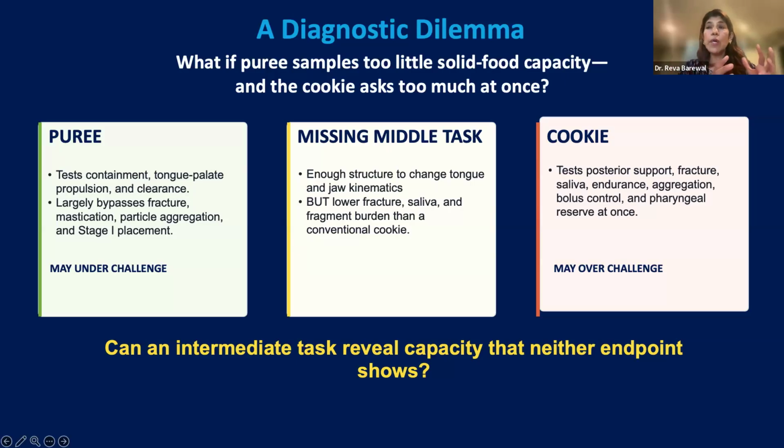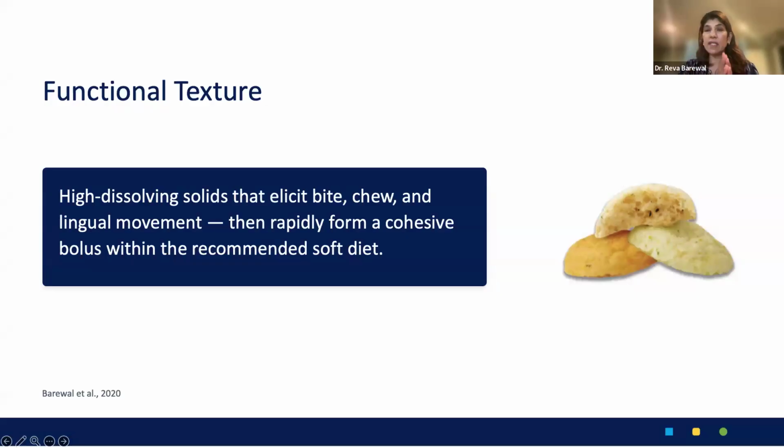So when you want to find a middle zone of where that patient's usable oral capacity lies, that missing middle question is whether a high dissolving functional texture can recruit solid-like behavior without imposing that full burden of a conventional cookie. The definition of a functional texture is a high dissolving solid that elicits bite, chew, and lingual movement, and then rapidly forms a cohesive bolus within the recommended soft diet. So the question is, does that alter the demand? Does altered demand expose different capabilities?